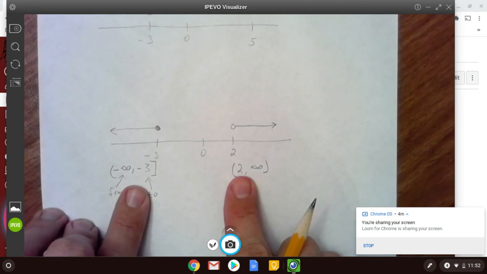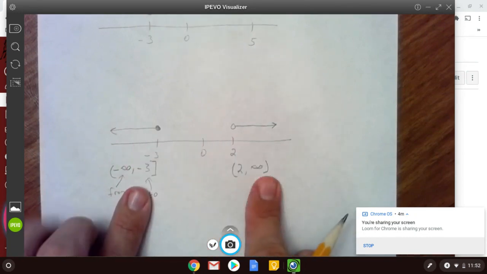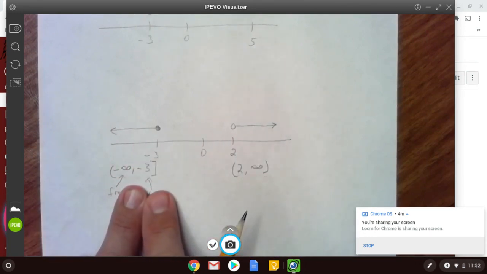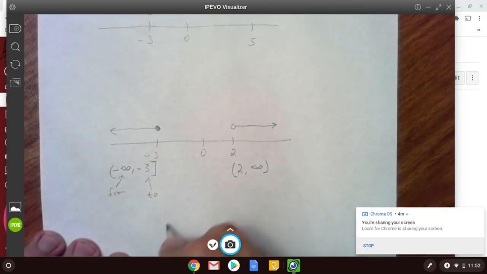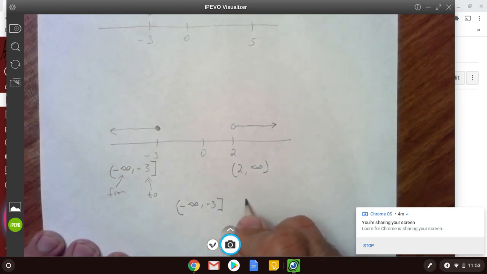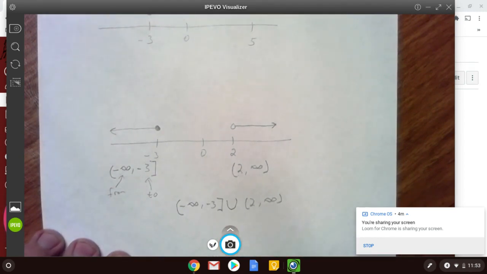Now, if you wanted to describe this graph just as one statement, you would want to connect these two sets of interval notation, or sets of numbers. So to do that, all you do is you put a union symbol in between. So you would say 2 to infinity, and you'd put a union symbol. It's just a big U. That's all it is. All right. So this represents all the numbers from negative infinity to -3, as well as from 2 to infinity, but not including 2.